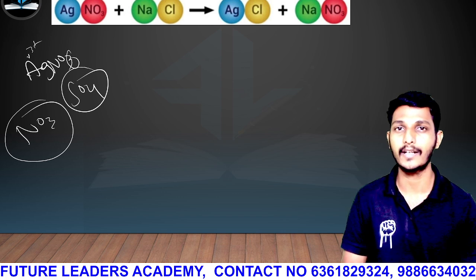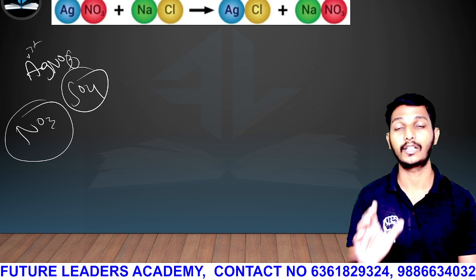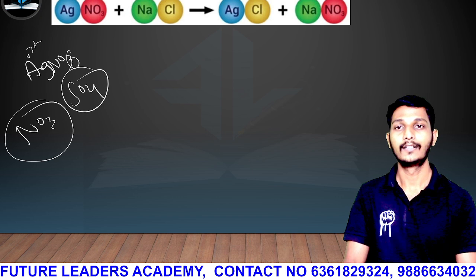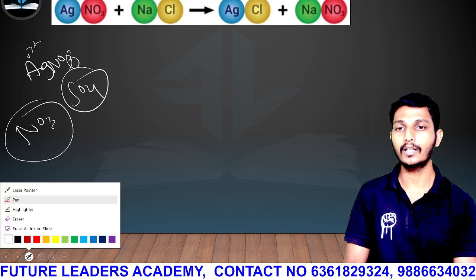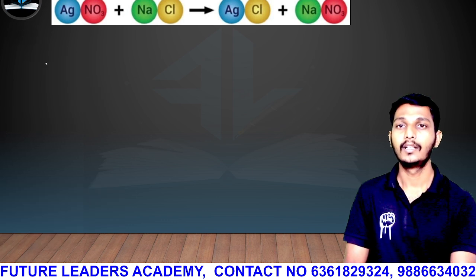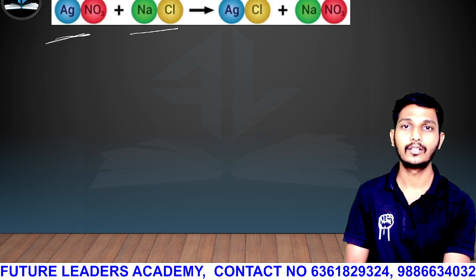I think I also showed this in the displacement reaction. Why SO4? Okay? So next one. So here AgNO3 is reacting with sodium chloride.